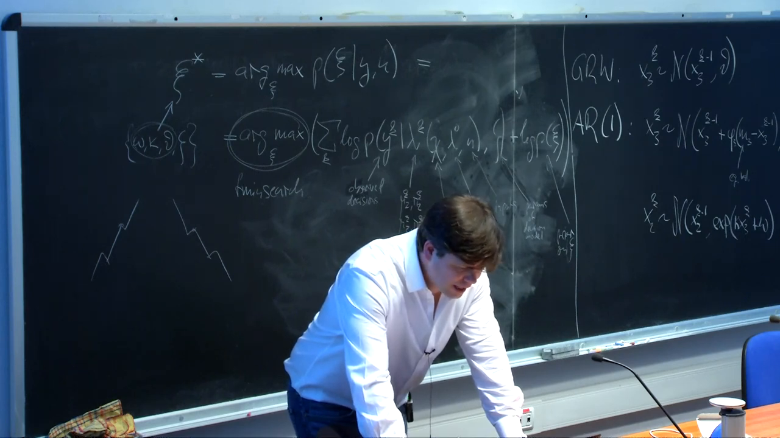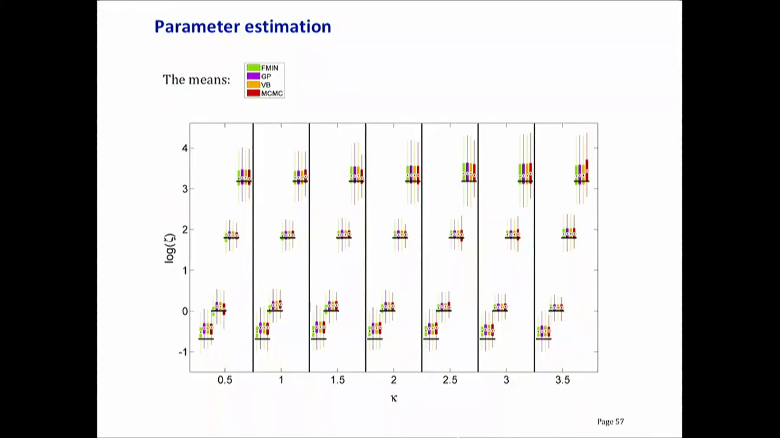So if we do it the other way around, if we look at how the zeta estimates look plotted against kappa, then we see that in all regions of kappa, we can estimate zeta reasonably well. What you can see is that the medians of the estimate samples are somewhat higher than the ground truth.